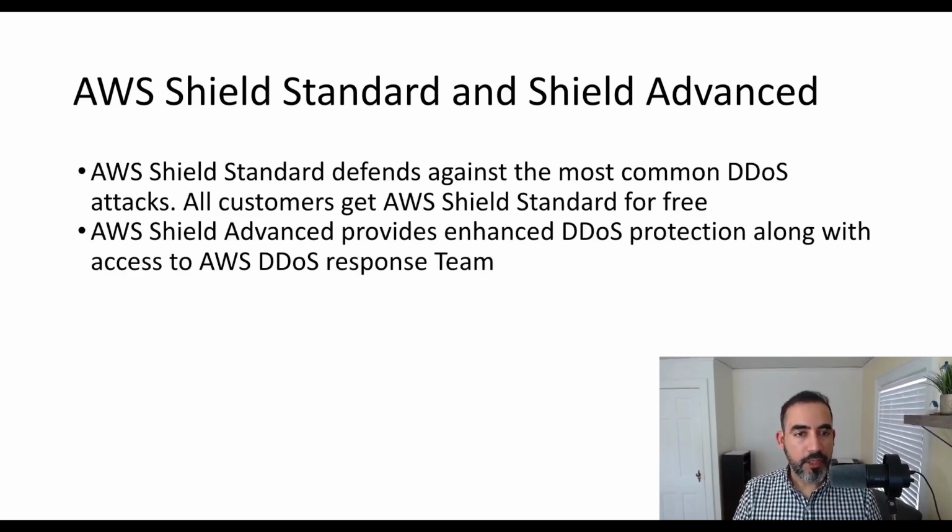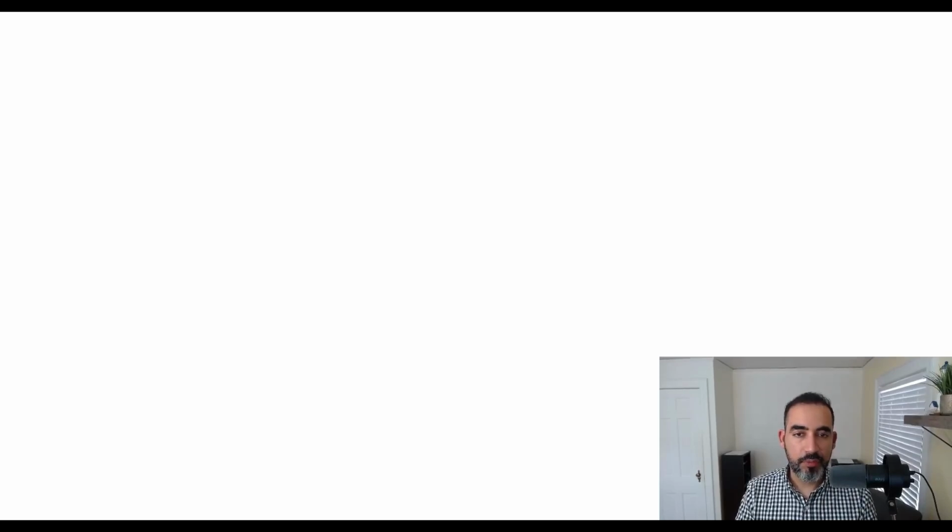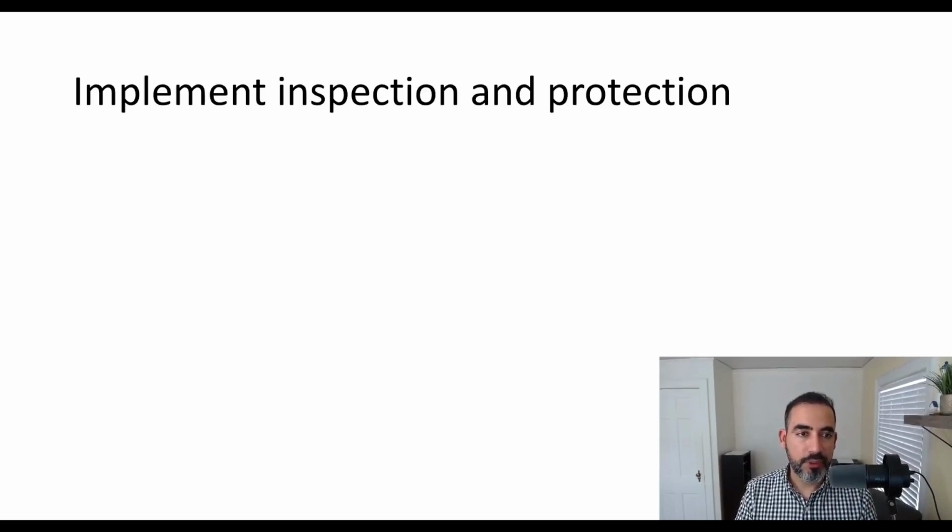Since we are talking about DDoS protection, we should also mention the Shield service, which is a service provided by AWS for DDoS protection. I'm not going to go into too many details about this, but it is a service that is dedicated to DDoS protection. Shield has two variants. One is Shield Standard, which we all get for free, and then there is an advanced one which provides advanced DDoS protection for anyone who subscribes to it.